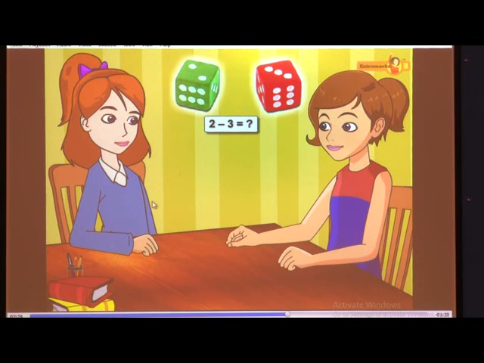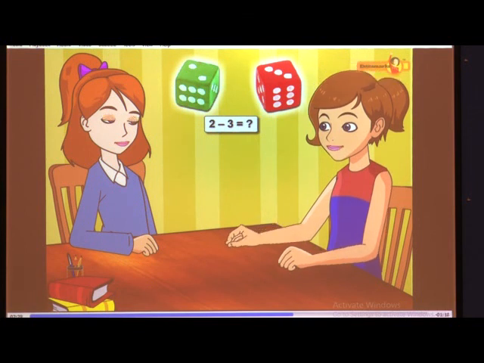Now you can see here that we have to subtract 2 minus 3. Is it possible? No, you are also confused, as 2 is the small number and 3 is the bigger number. How can it be subtracted? So let us see that.